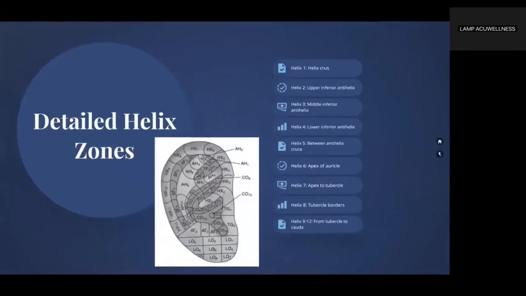Helix 1, helix crus. Helix 2, upper inferior antihelix. Helix 3 is middle inferior antihelix. Helix 4, lower inferior antihelix. Helix 5, between antihelix crura. Helix 6, apex of auricle. Helix 7, apex of tubercle. Helix 8, tubercle borders. Helix 9 to 12, from tubercle to cauda.